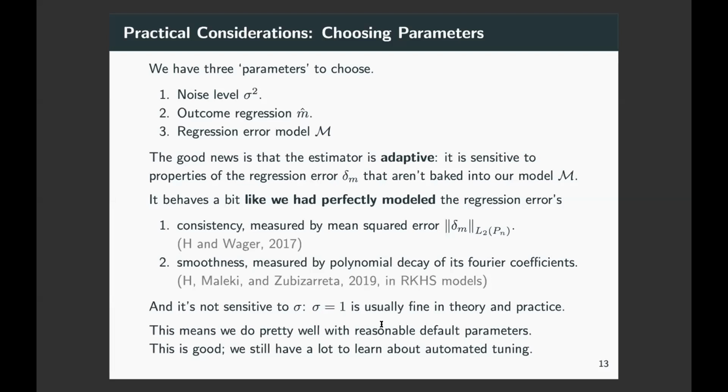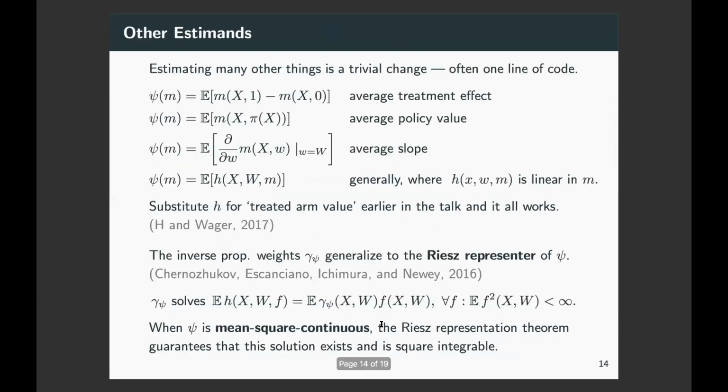All right, so let's move on to what's probably the most practical consideration of all, what we actually want to estimate. And I know I'm certainly guilty of not quite knowing how to estimate the thing I wanted and estimating something that feels similar enough just because I had the code or knew how to do it. And the great thing about working in this framework is that estimating many other things is a trivial change. It's often just one line of code, so we can more often just do what we want.